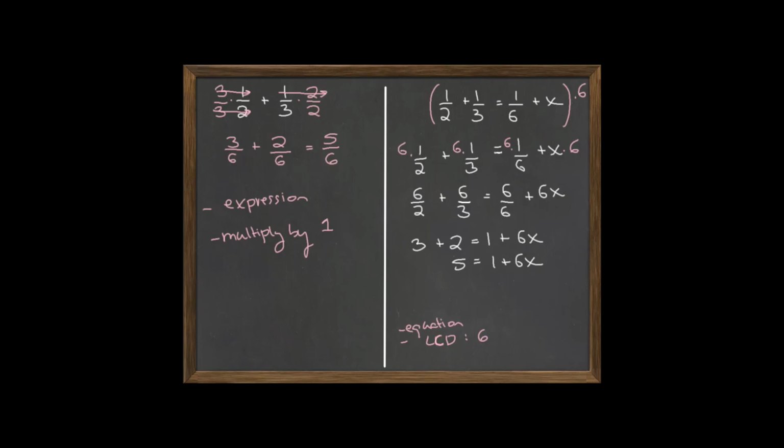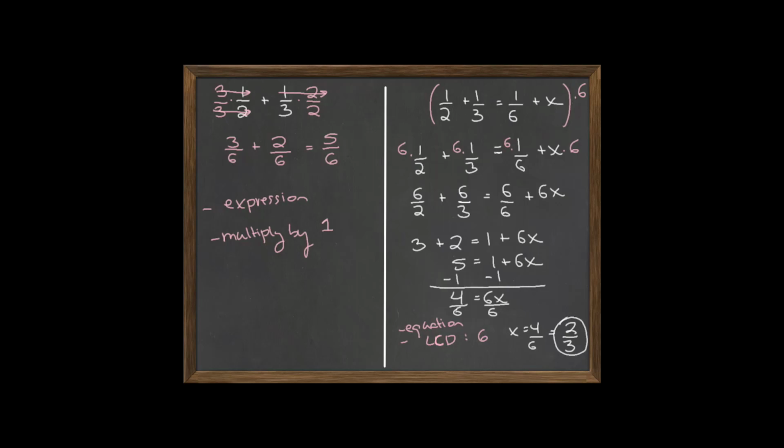So this is a much easier problem for me to solve because all of the fractions are now gone. So I can just subtract 1 from both sides. I get 4 is equal to 6x. I divide both sides by 6, and we get x is equal to 4 over 6, which of course we have to reduce, and that gives us 2/3.